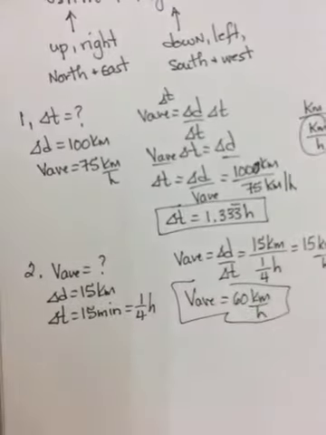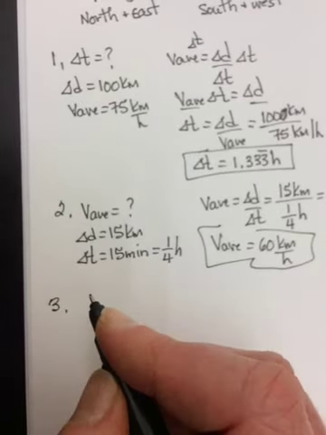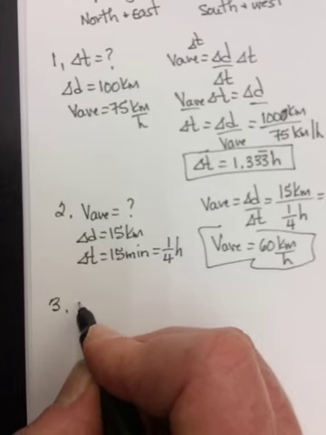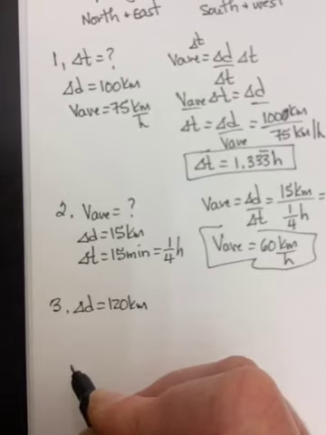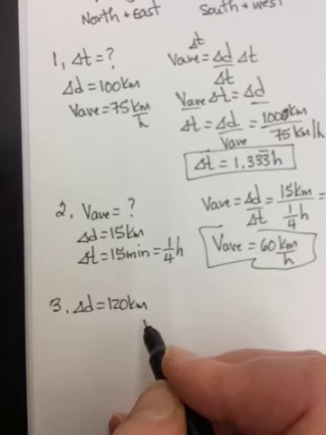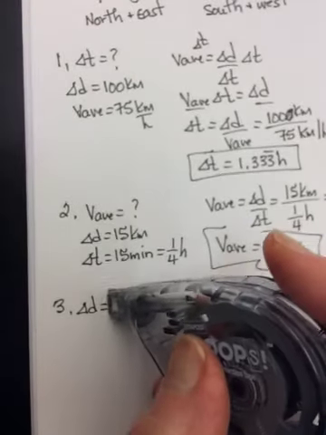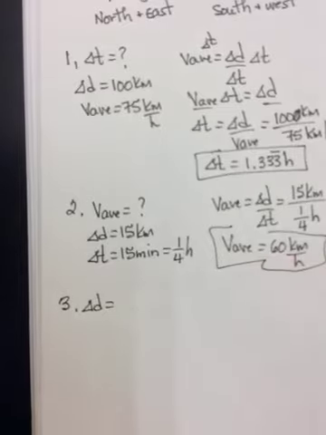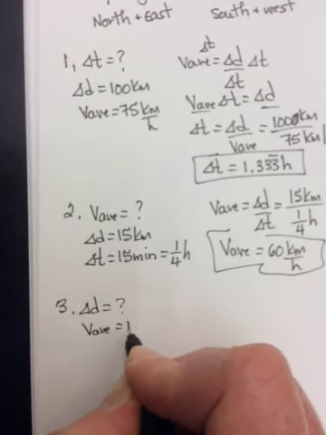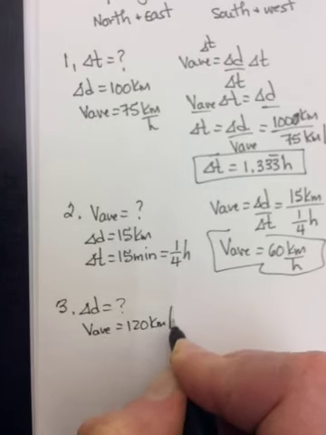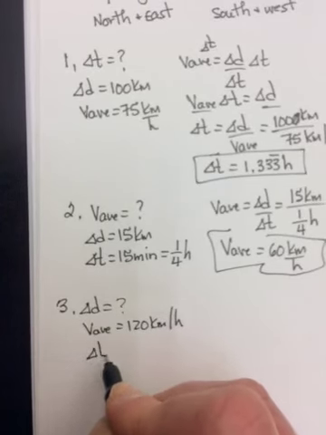Okay? Number 3. How far would you travel if you went 120 kilometers per hour? So 120 kilometers per hour, in 3,600... Oh, how far have you traveled? It's not delta d. You're looking for how far would you travel. You should read the whole question. So how far would you travel if you were going 120 kilometers per hour in 3,600 seconds? That's your time.